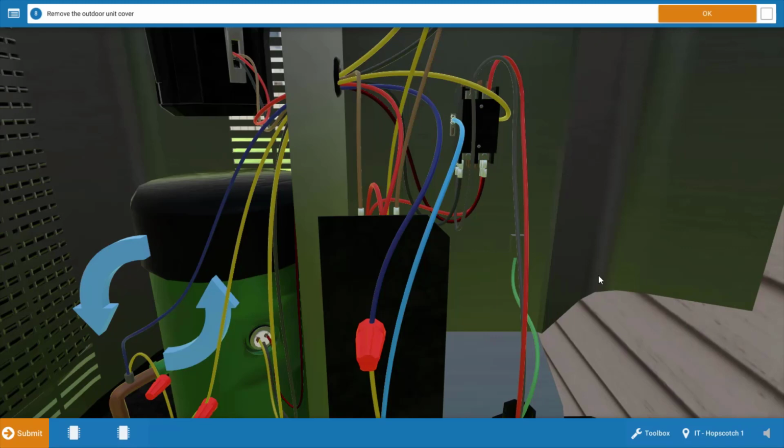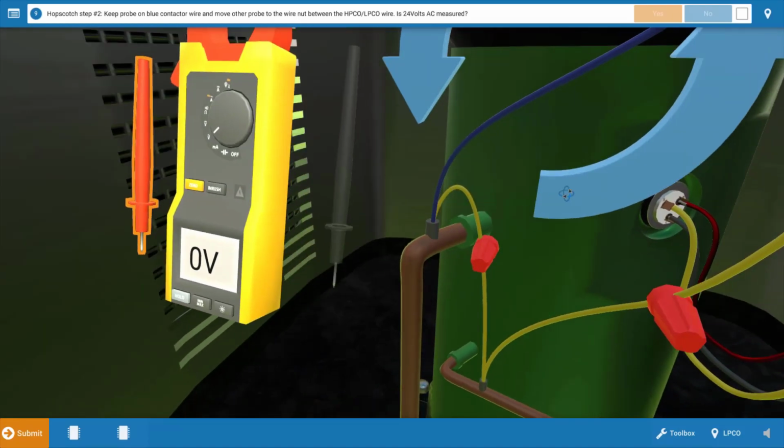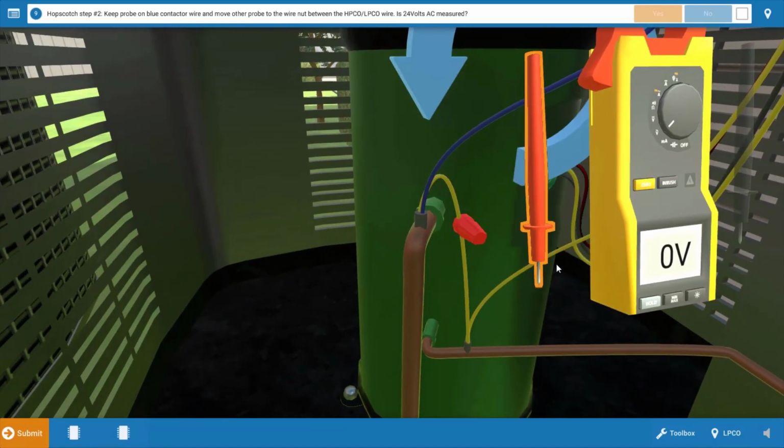And now we've got it narrowed down to the two pressure switches. Now I've already removed the outdoor cover, so I'm going to click OK here. Our next step is to check power coming out of the low pressure cutout, which is placed right here. Now the low pressure and high pressure cutout are both in series to this contactor coil, so either one of these could be at fault.